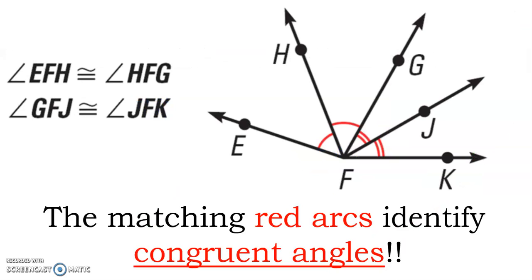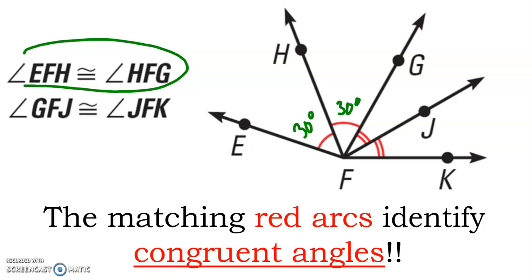Now, here, angle EFH and HFG both have one tick mark. That means that those two angles are congruent to each other. So let's come up with a random example, let's say maybe these are both 30 degrees. Now, angle GFJ is congruent to angle JFK, and those are both marked congruent in my picture with 2 tick marks each. So for example, let's say these are both 20 degrees.